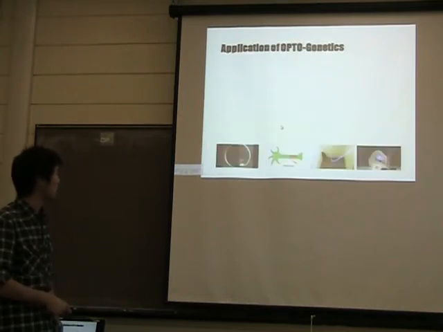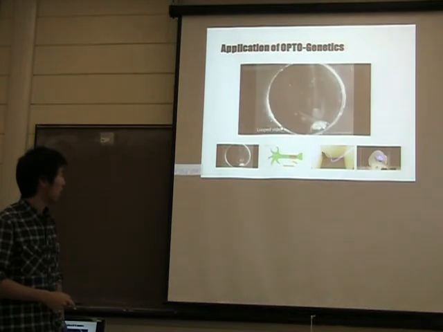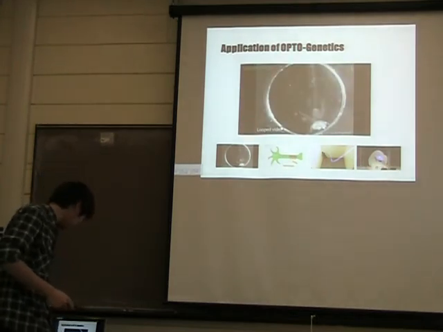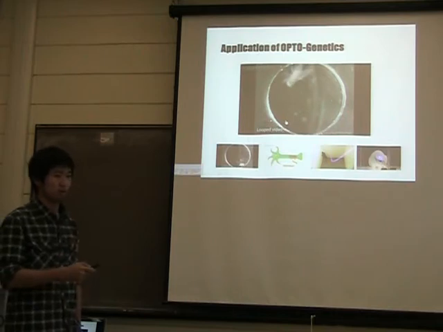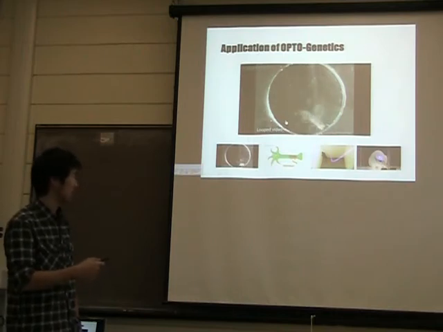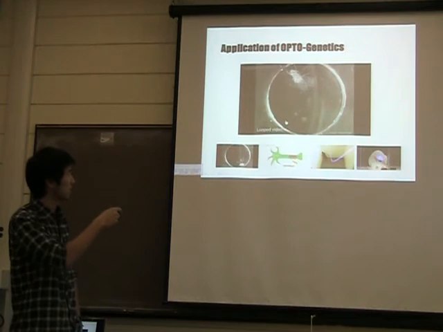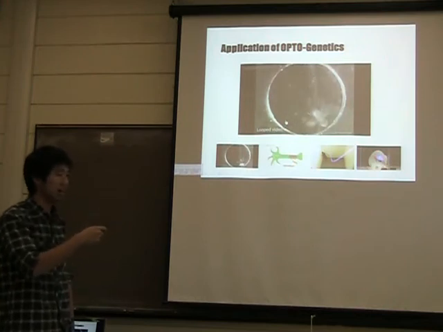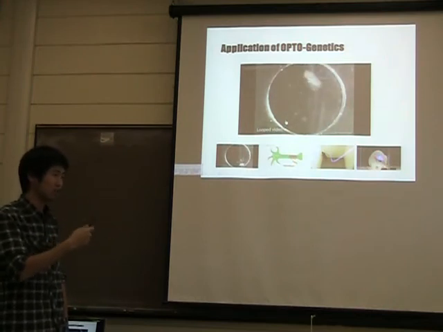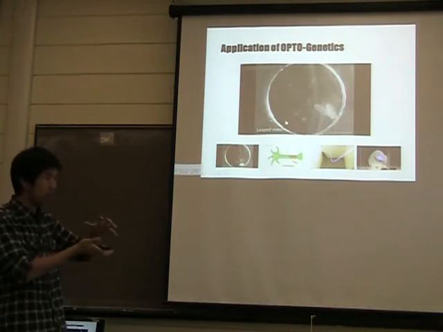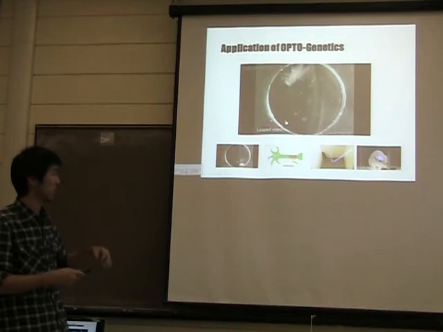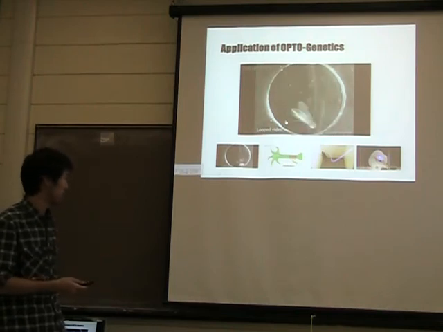So now let's see some examples of it. This one is in a fly, using the optogenetics technique. We can see that when there's a light, the fly is going to flee or jump, and because it's in a box, it cannot fly, but just jumps in the box.